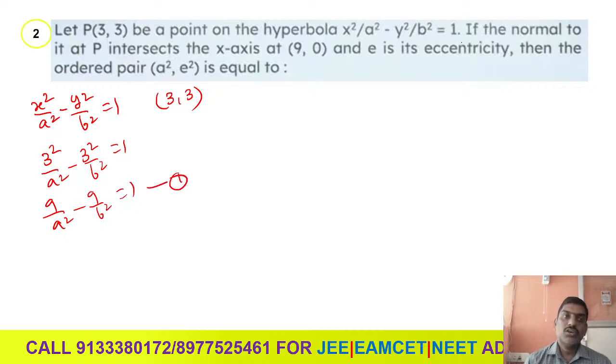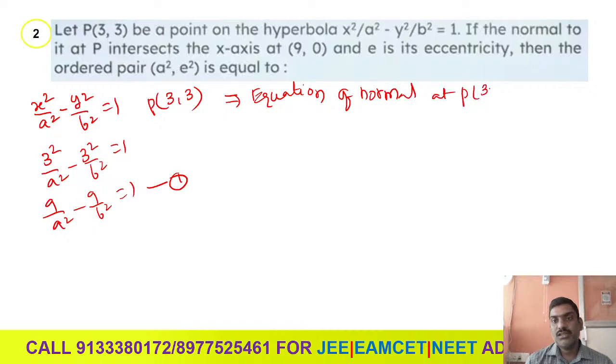If the normal to it at P intersects the x-axis at Q, if the normal to it at point P, what is point P here? Point P is (3, 3). So let us calculate the equation of the normal at P(3, 3). So what is it? a square x by x1 plus b square y by y1 is equal to a square plus b square.